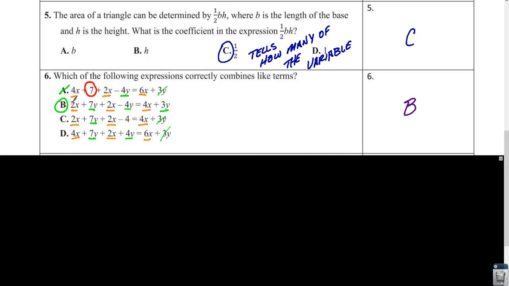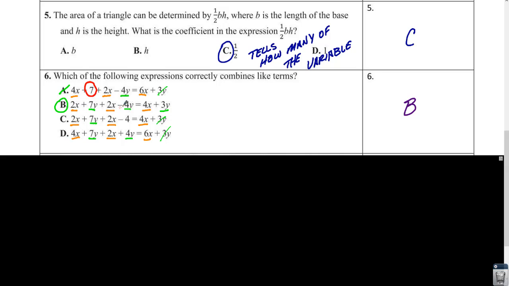I liked B. 2 x's and 2 more x's were 4 x's. 7 y's, take away 4 y's were 3 y's. That one worked. However, I went through the others just to make sure I hadn't made a mistake with B, because if I got down to C and D, and one of those answers also worked or seemed to work, it would cause me to go back and check that against B.